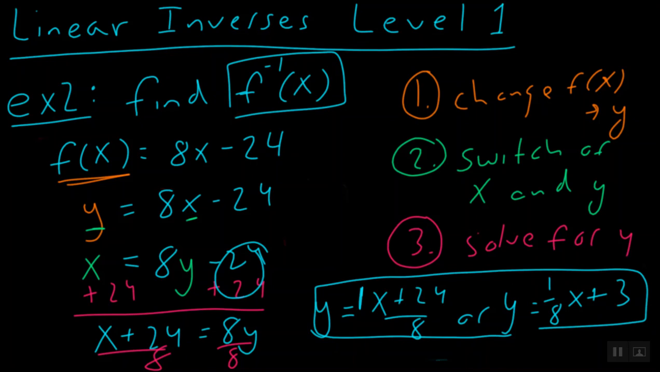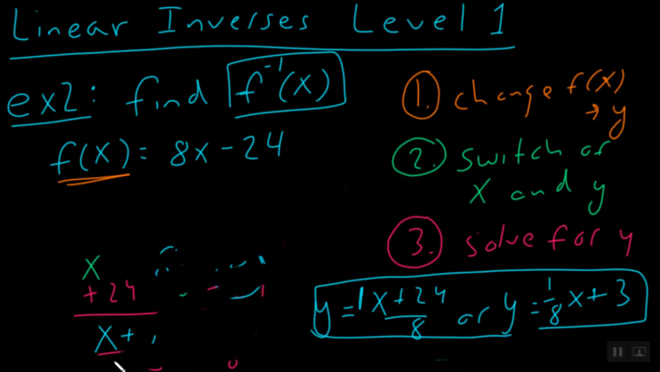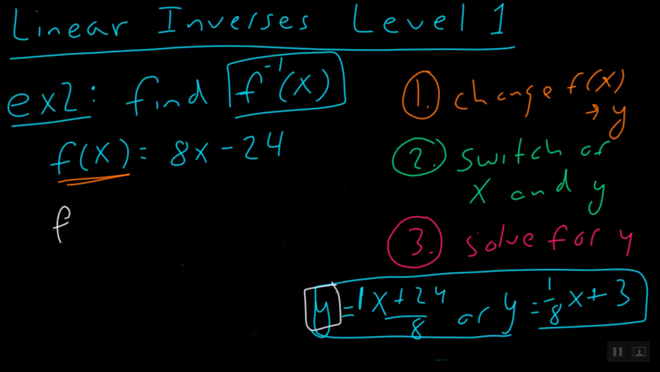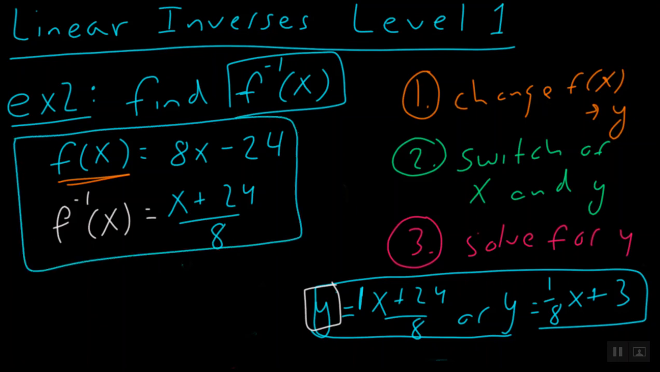Now from here, pause the video, finish taking your notes, but this actually brings us to our fourth and final step. I'm not going to write it because I want you to see it right below the original function. But our fourth and final step, we're going to rewrite y as f inverse of x is equal to, and here in this case I'm actually going to write it as such, x plus 24 all over 8. Alright, so there's our function and there's our inverse function.